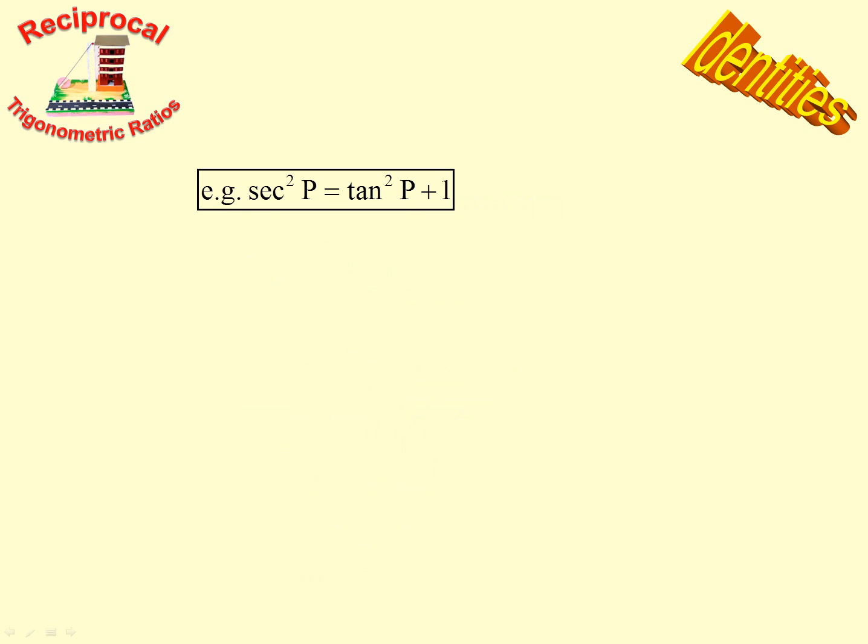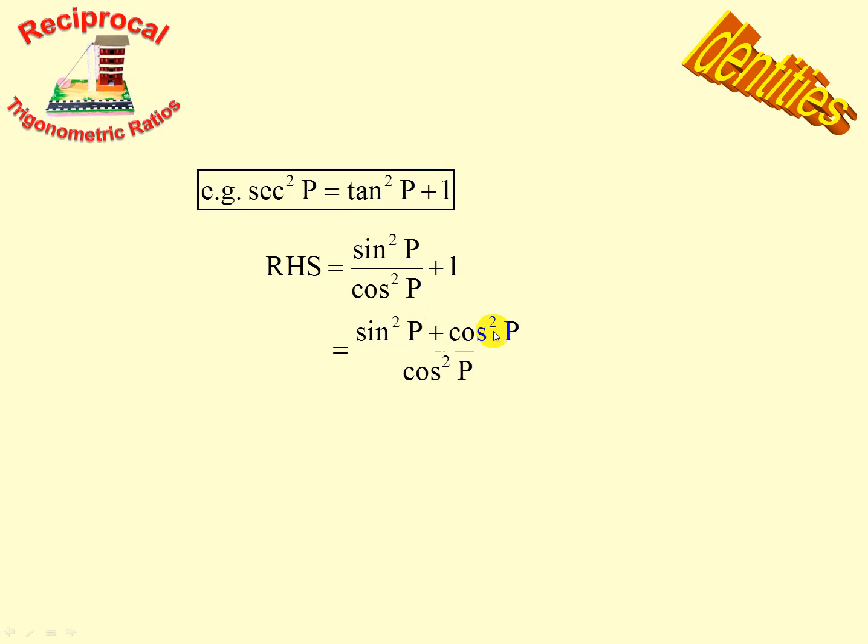In this one, we're going to take the right-hand side because that's the more complex. That's the one we can do algebra on. So we're going to change tan squared to sine squared over cos squared. Find a common denominator. Now sine squared plus cos squared is 1, so we end up with 1 over cos squared. And 1 over cos squared is sec squared. So there we are.